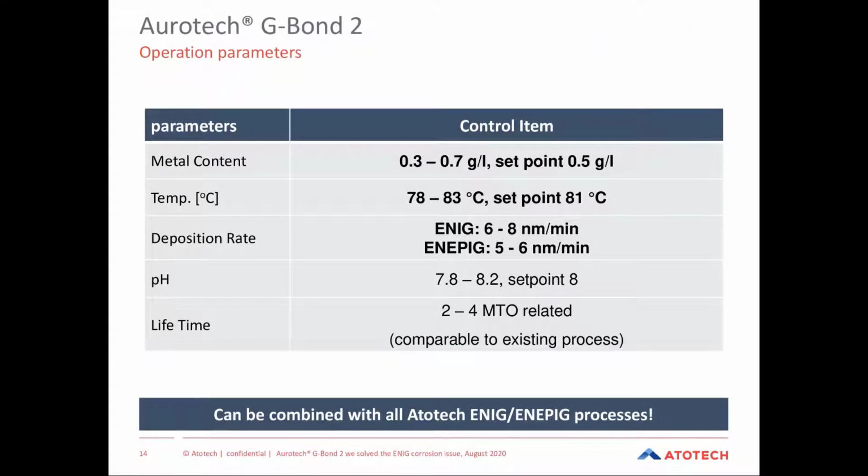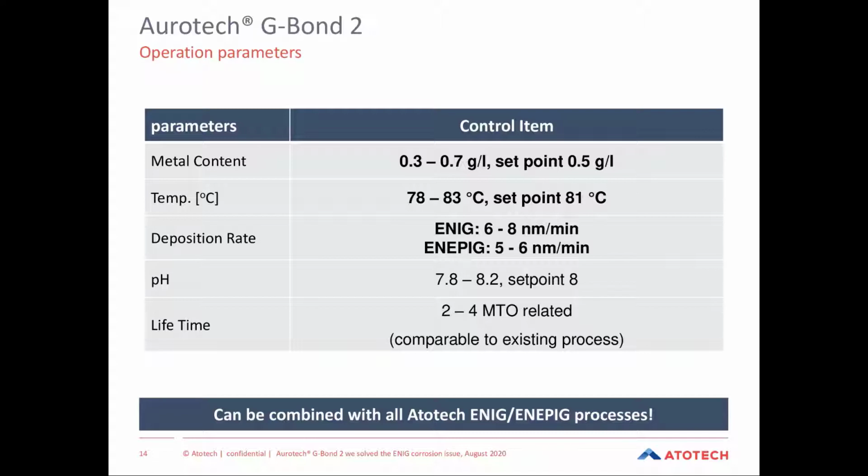So for the details of the gold bath itself, the set point of the gold is 0.5 gram per liter. The operating range is 0.3 to 0.7, which is already quite a low limit. So this is what we set currently as the operating range, because the lower you go with the gold content, the more difficult it also will be to really keep the gold content controlled, even though we do not really see issues if you would even go further.